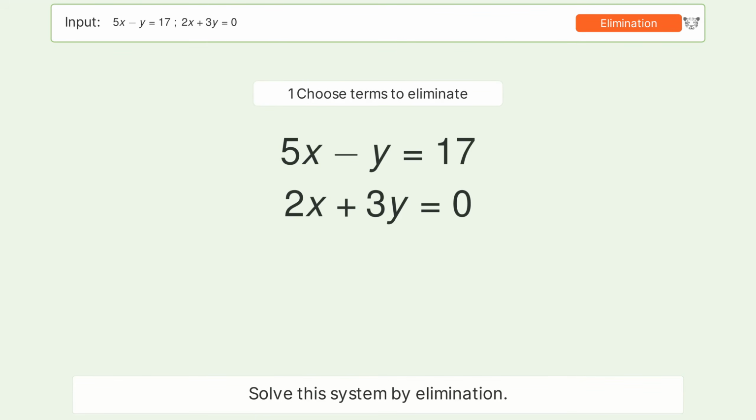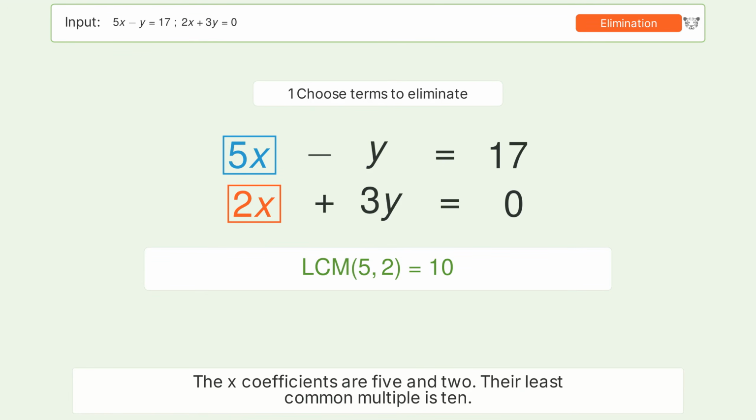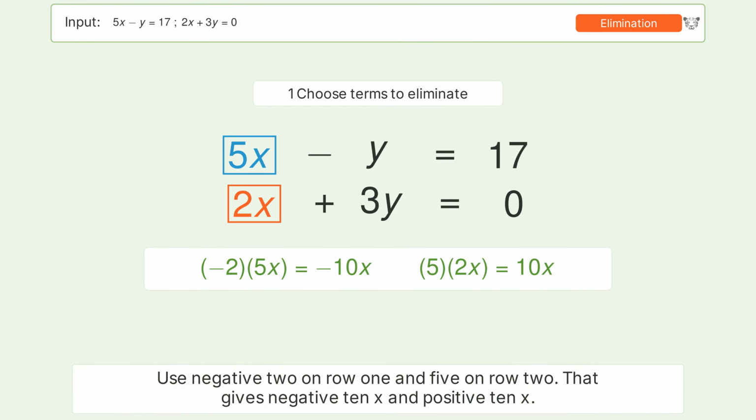Solve this system by elimination. We want the x terms to cancel when we add the equations. The x coefficients are 5 and 2. Their least common multiple is 10. Use -2 on row 1 and 5 on row 2. That gives -10x and positive 10x.